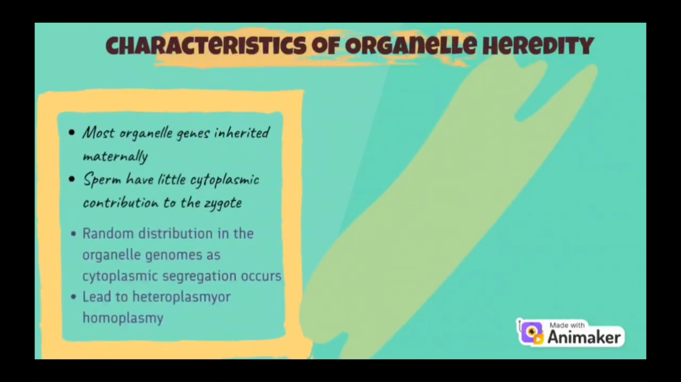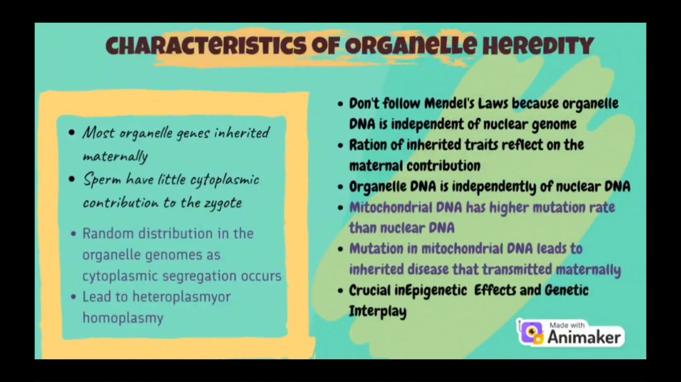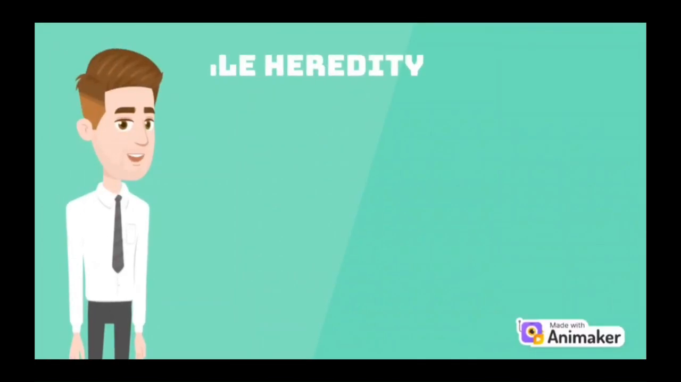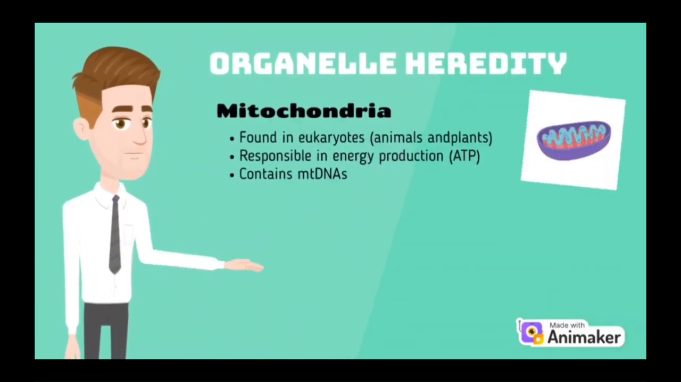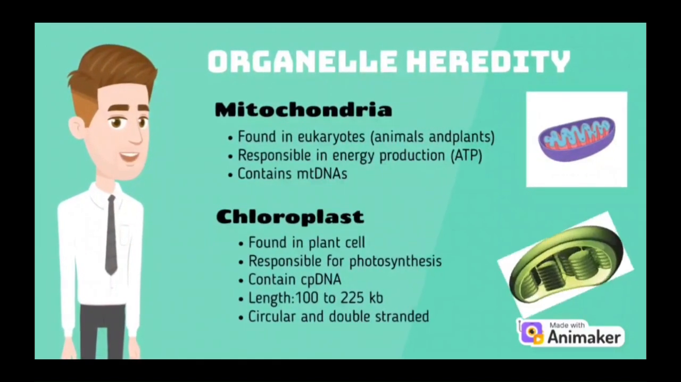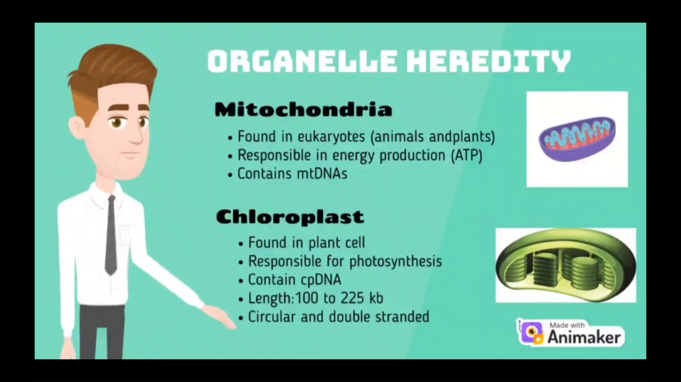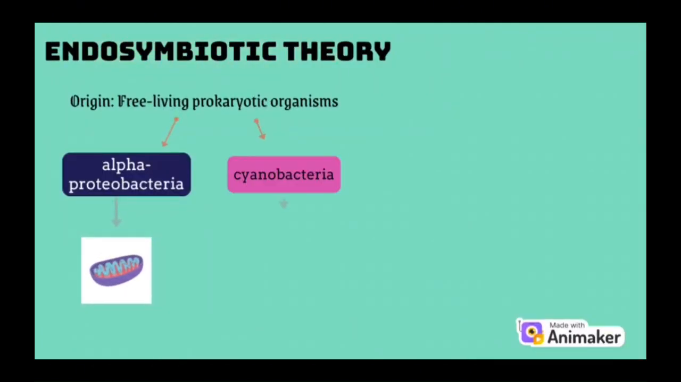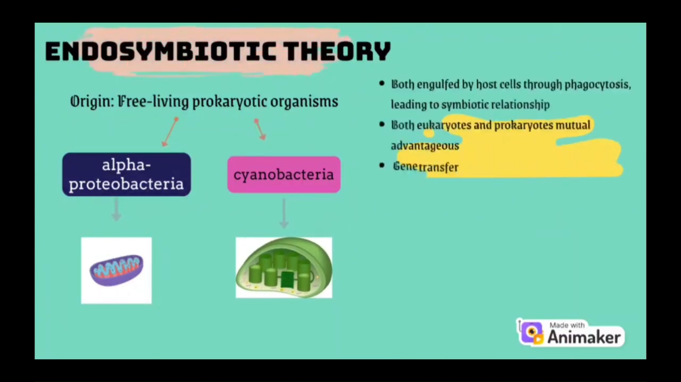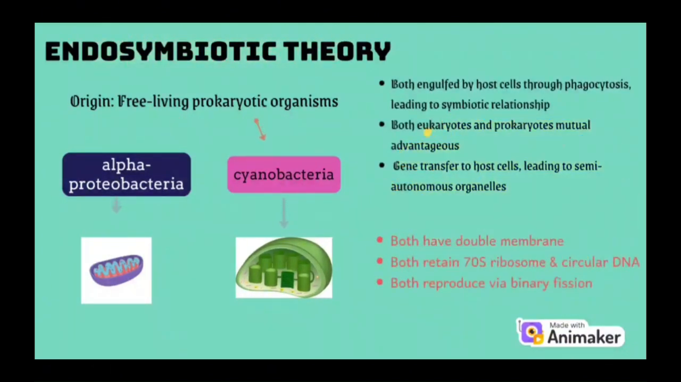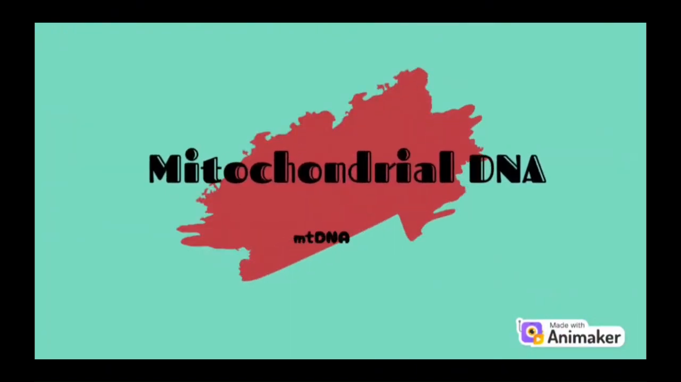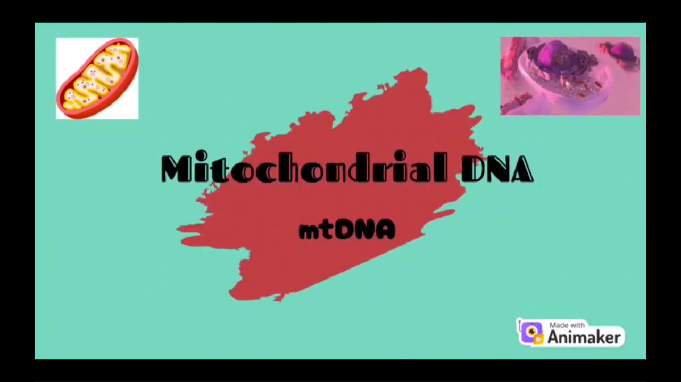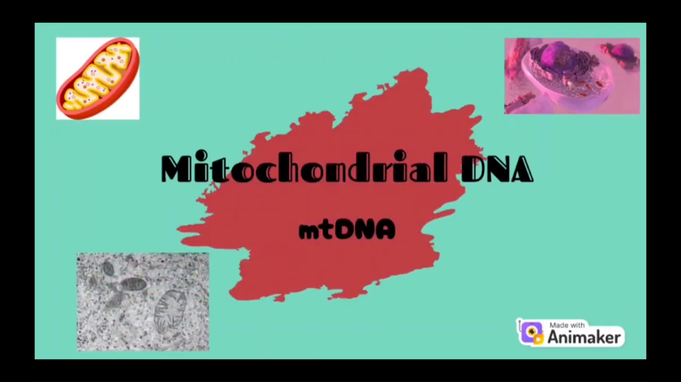Characteristics of organelle heredity. Organelle heredity, which is mitochondria and chloroplast. Endosymbiotic theory: the origin of mitochondria and chloroplast from free-living prokaryotes. Mitochondrial DNA, mtDNA.